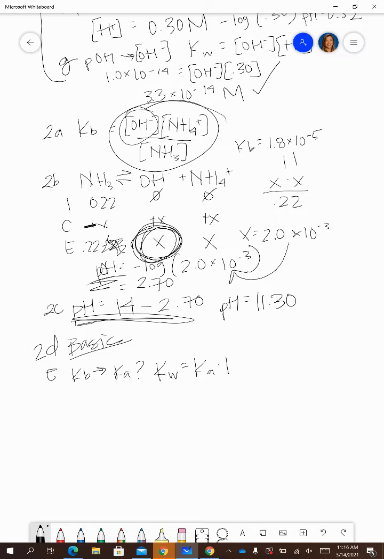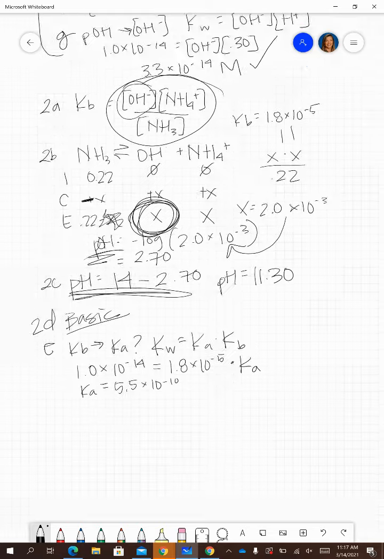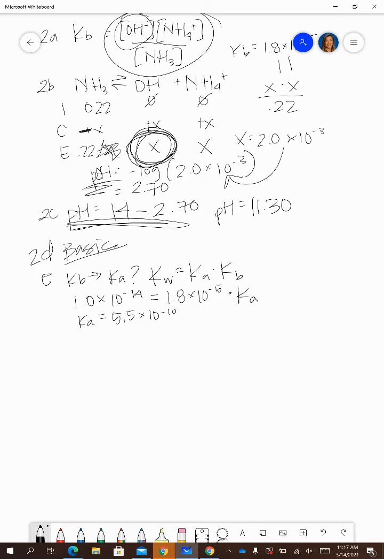So KW is equal to KA multiplied by KB. We know KW is 1 times 10 to the negative 14th. This is also on your sheet. We've already been told KB. It's 1.8 times 10 to the negative fifth, which means we just need to solve for Ka. So take 1 times 10 to the negative 14th, divide by 1.8 times 10 to the negative fifth. You should get that Ka is equal to 5.5 times 10 to the negative 10th. Boom. All right, carrying on.